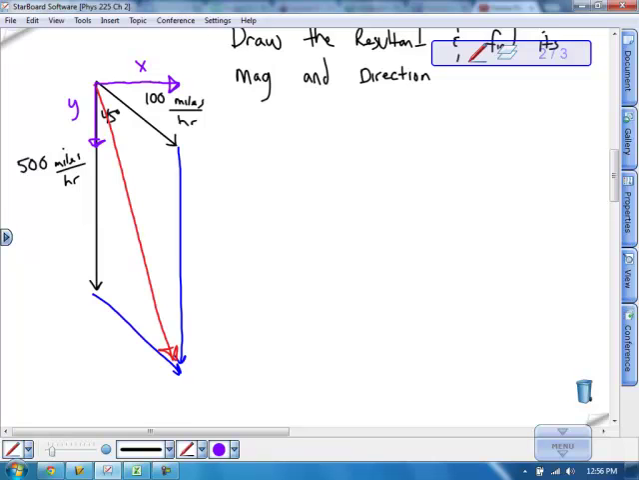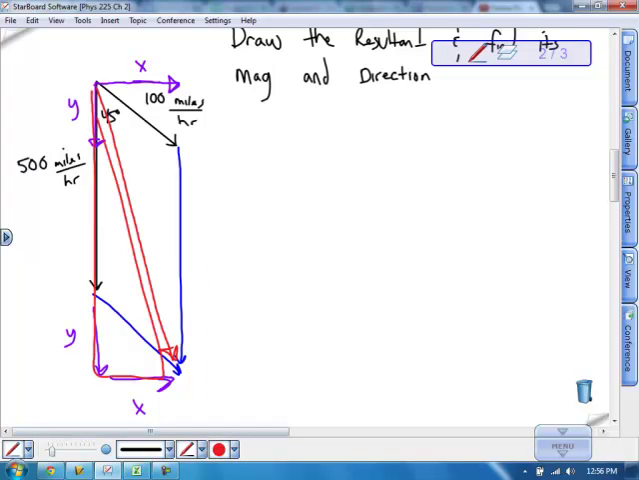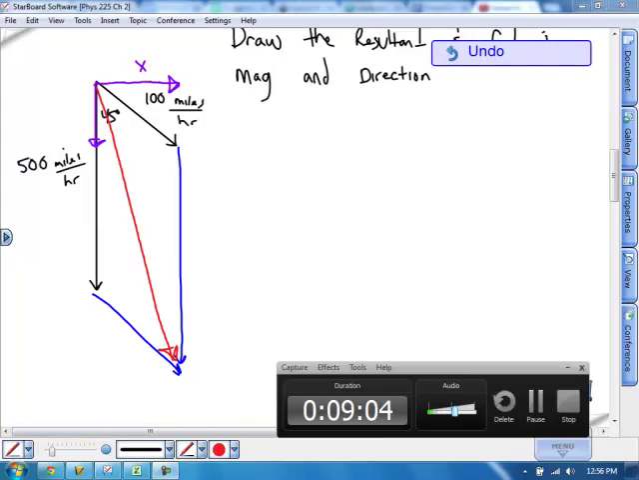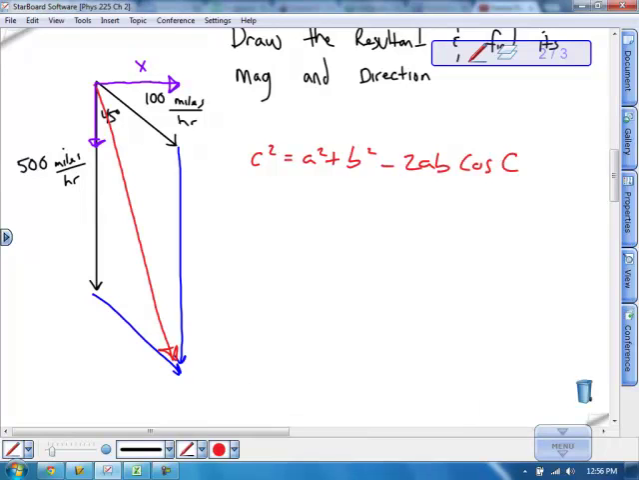And then you place this here, and you place this here. Then you make this new big triangle, this new red one right here, and you can find the resultant. That's one way to do it. I'll just use the law of cosines for now. The law of cosines is c squared equals a squared plus b squared minus 2ab cosine of angle C, where angle C is, we're going to use this big angle. So we'll call this angle C and this side C.